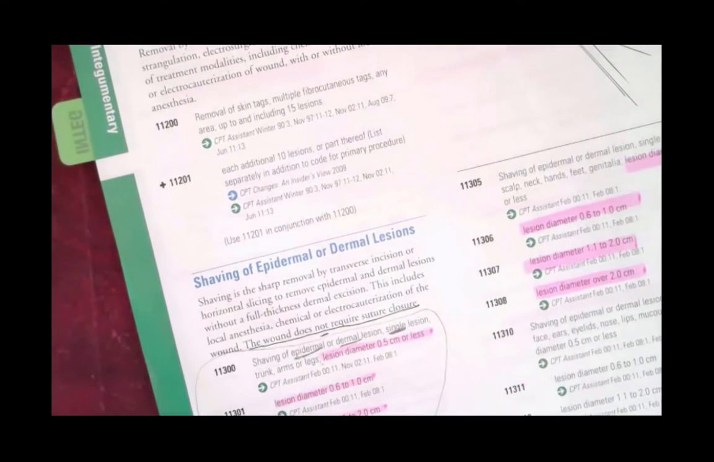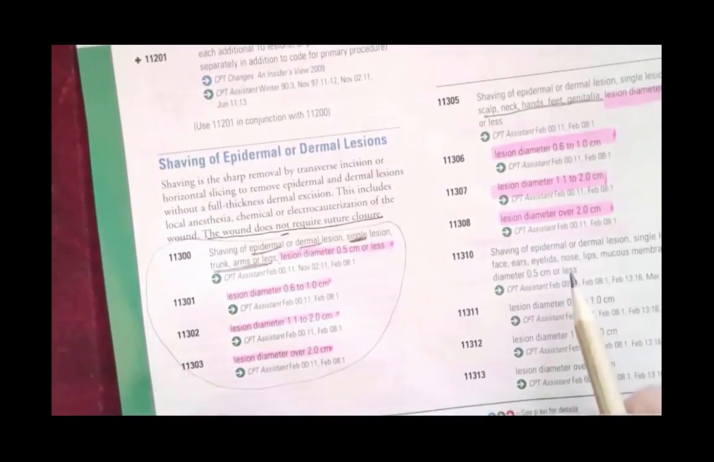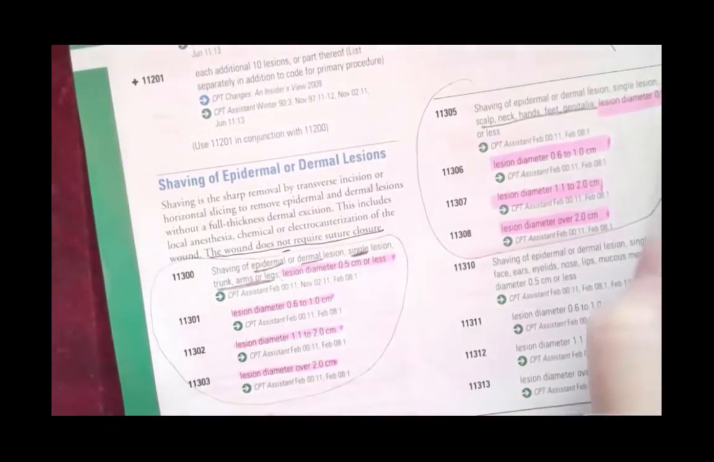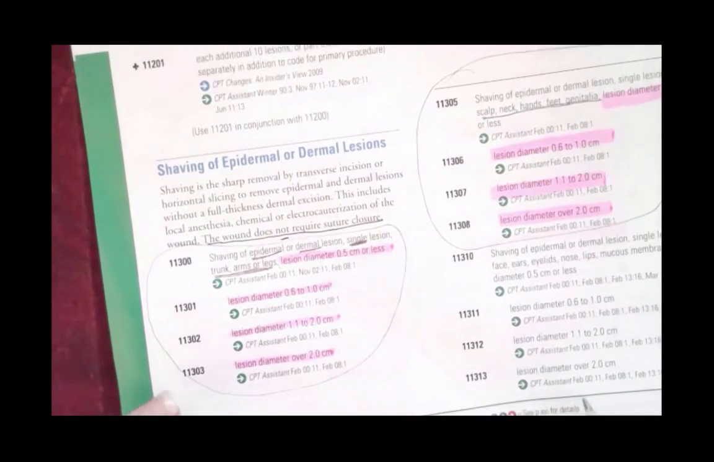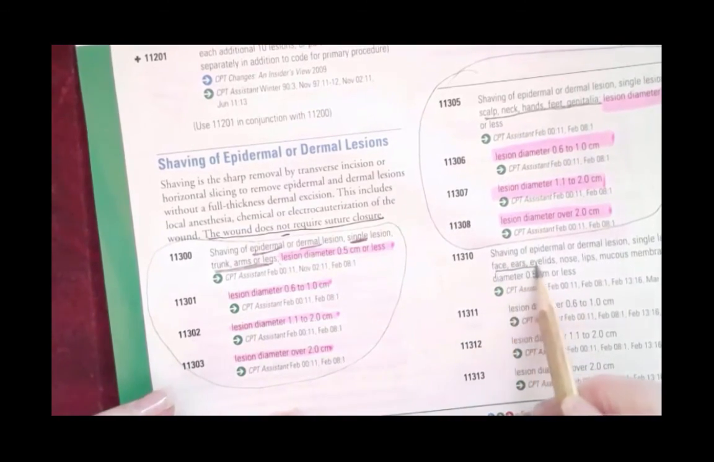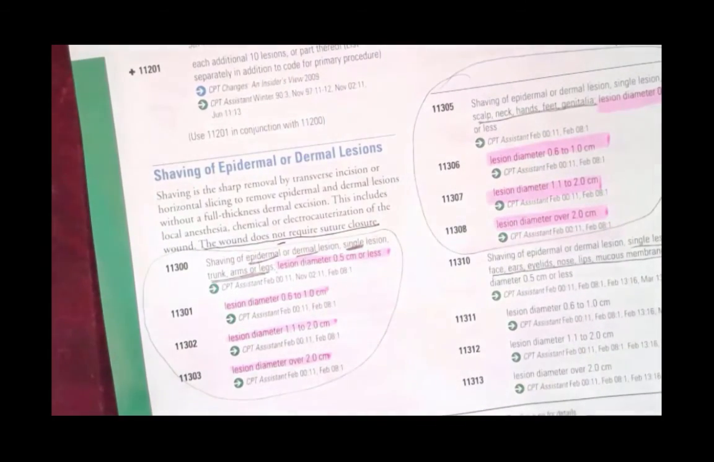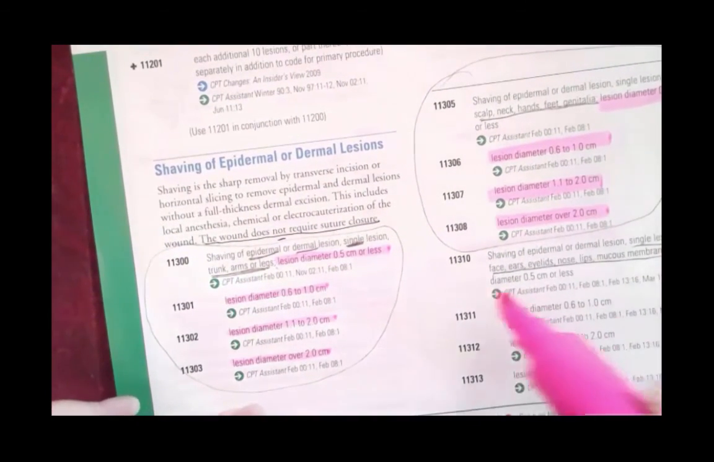What is unique about these, this one is trunk, arms, or legs. This one is scalp, neck, hands, feet, genitalia. Right? And the next family talks about something different. So let's circle this one. They all go together. Now this one is talking about the shaving, face, ears, eyelids, nose, lips, mucous membrane. And then after the semicolon, lesion diameter.